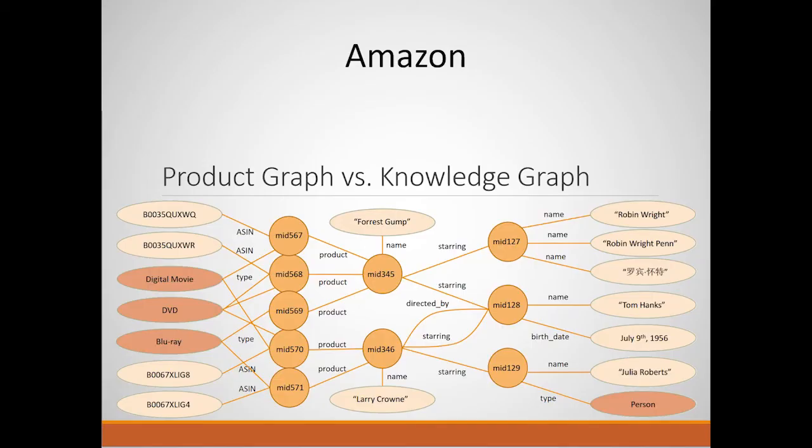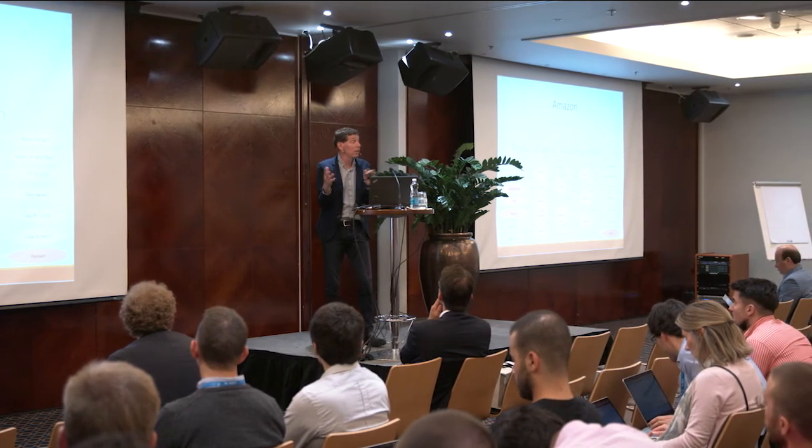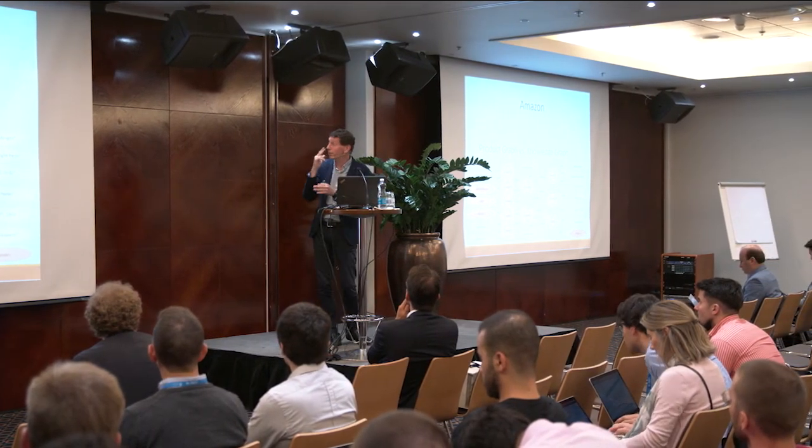So this is a public knowledge graph, right? This comes from DBpedia and from Internet Movie Database, and they are using this as background knowledge to link with all their own internal products, right? So that they know that if somebody searches for Robin Wright, she's not for sale, she's not a product, right? But she's linked to products. And how is she linked to products? Because she stars in them, because she directs them, and so on.